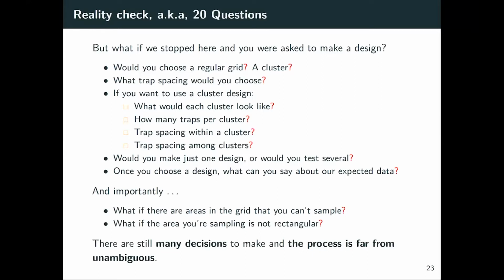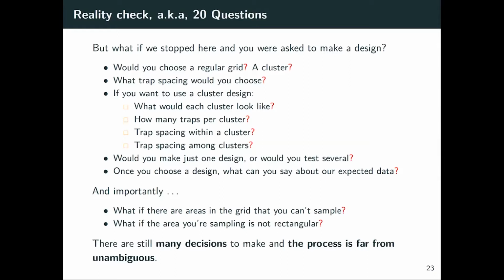If I were to ask you right now, okay, you have to make a sampling design for your study area, how would you go about doing that? At first, you might think, okay, I'll just use a cluster design and it should all work out. But if you really think about it, there are a lot of questions here. Would you choose a regular grid, a cluster? You don't have to think about all these right now, but just to give you the idea that there's a lot of questions. What would trap spacing be? What would that be in a cluster design? Would you make one design or would you test several? Once you choose a design, what can you say about your expected data?